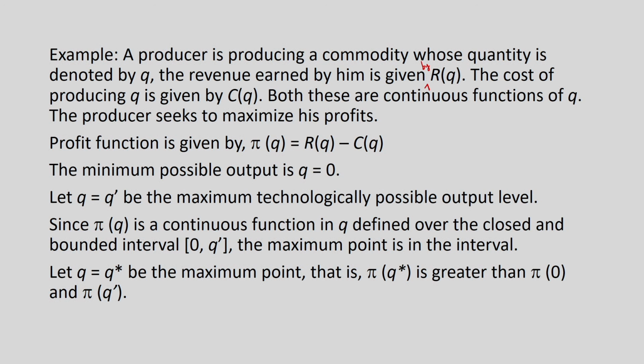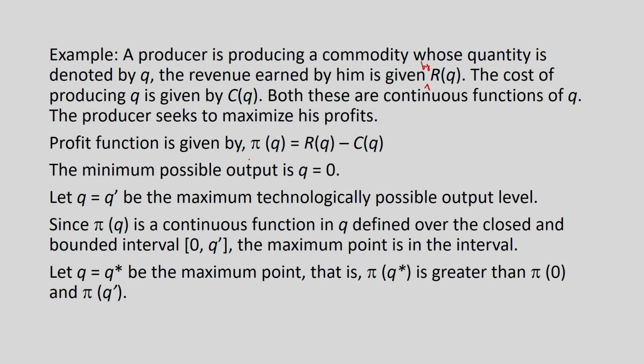So, revenue is just one part of the production, there is the other part which is cost. The cost function is given by C of Q. It is also a function of a single variable. Both these are continuous functions of Q. The producer seeks to maximize his profits. So, first we have to find out what the profit function is, and then we want to maximize that profit function, because the producer wants to maximize the profits.